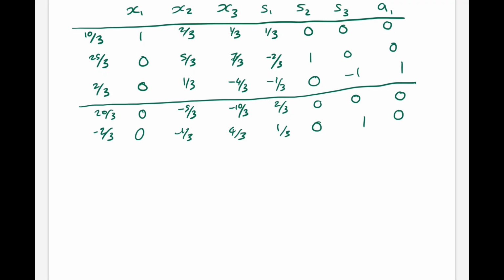After this iteration of the simplex algorithm, we still have a negative value in our objective row, and so we will pivot again. So we would choose that column with the negative value as our work column, and our pivot would be when we divide our left hand side by that column, which element gives us the least positive ratio. So 10 over 3 divided by 2 over 3 will give us 5. 25 over 3 divided by 5 over 3 is 5. 2 over 3 divided by 1 over 3 is 2. And so this will be our pivot.